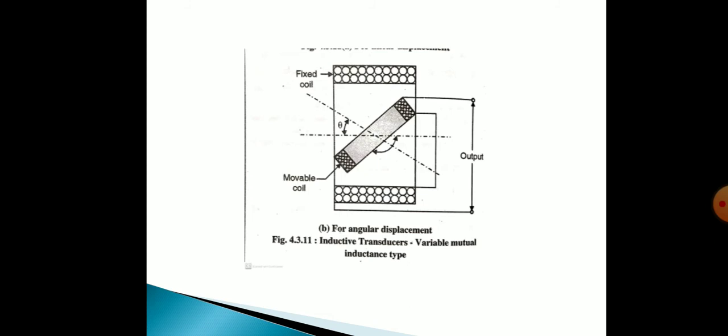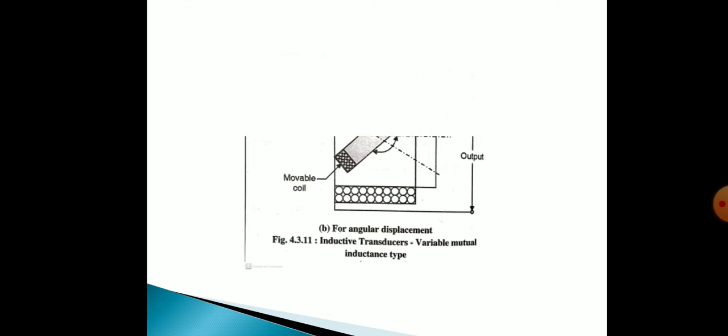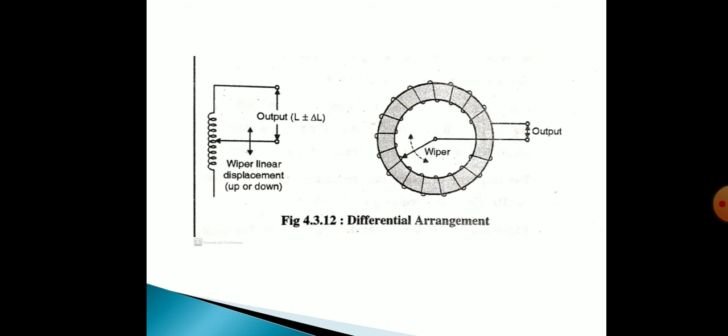The variations in mutual inductance can be obtained by a differential arrangement. This transducer is designed to provide two outputs. In one output, there is an increase in self and mutual inductance, and in the other output, there is a decrease in self and mutual inductance. This is known as differential output.